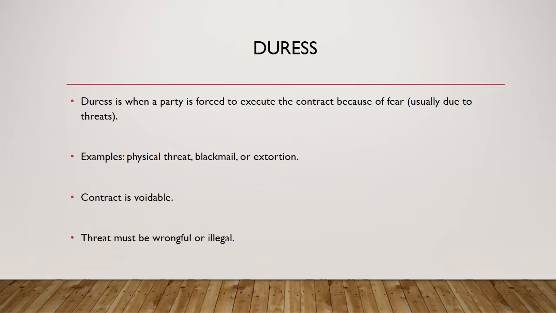So duress, this is the next form in which you may not have a true meeting of the minds. Duress is when a party is forced to execute the contract. It's usually done out of fear through threats or physical threat. It may be extortion or blackmail, but this is where there's no true meeting of the minds because you're only agreeing to the contract because of fear or threat. So in this instance, the contract is voidable, and the threat needs to be wrongful or illegal.